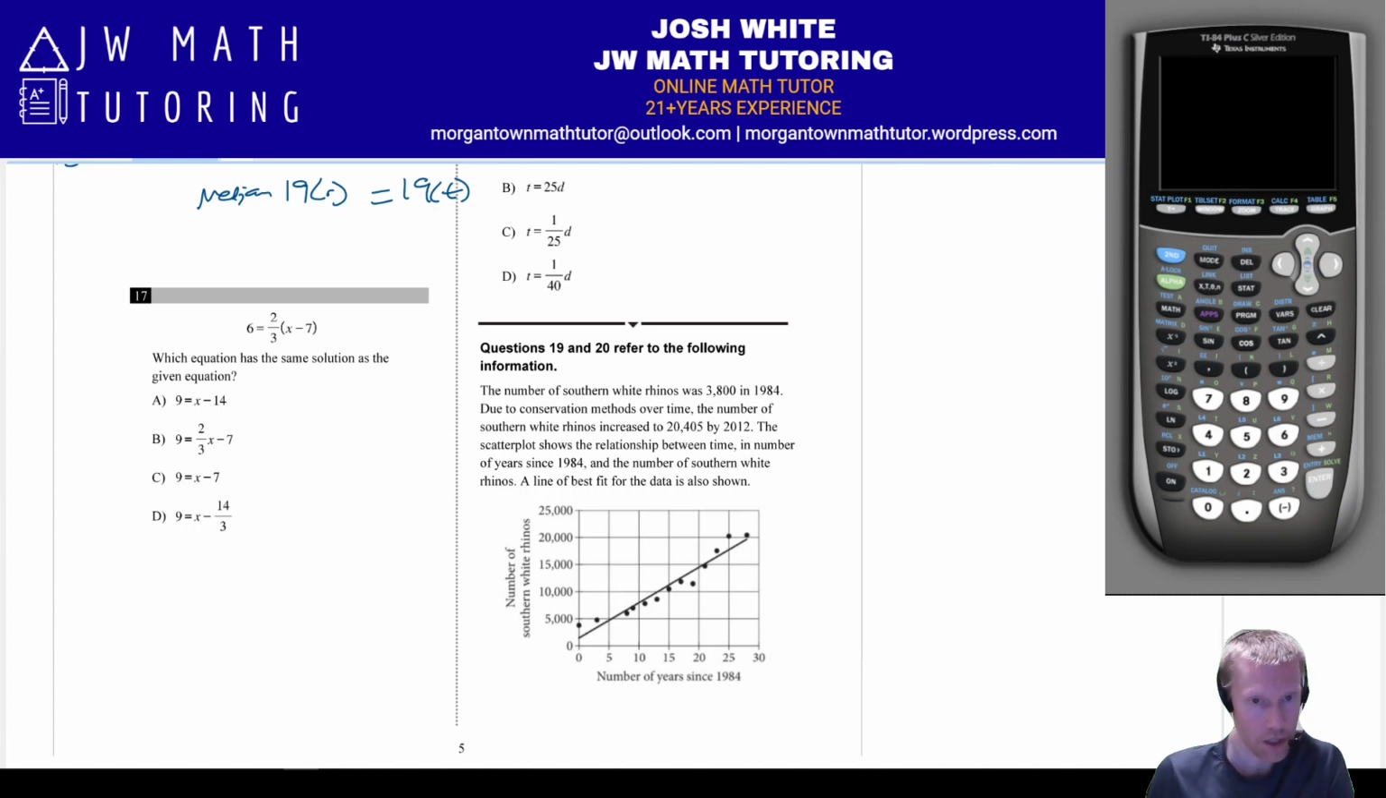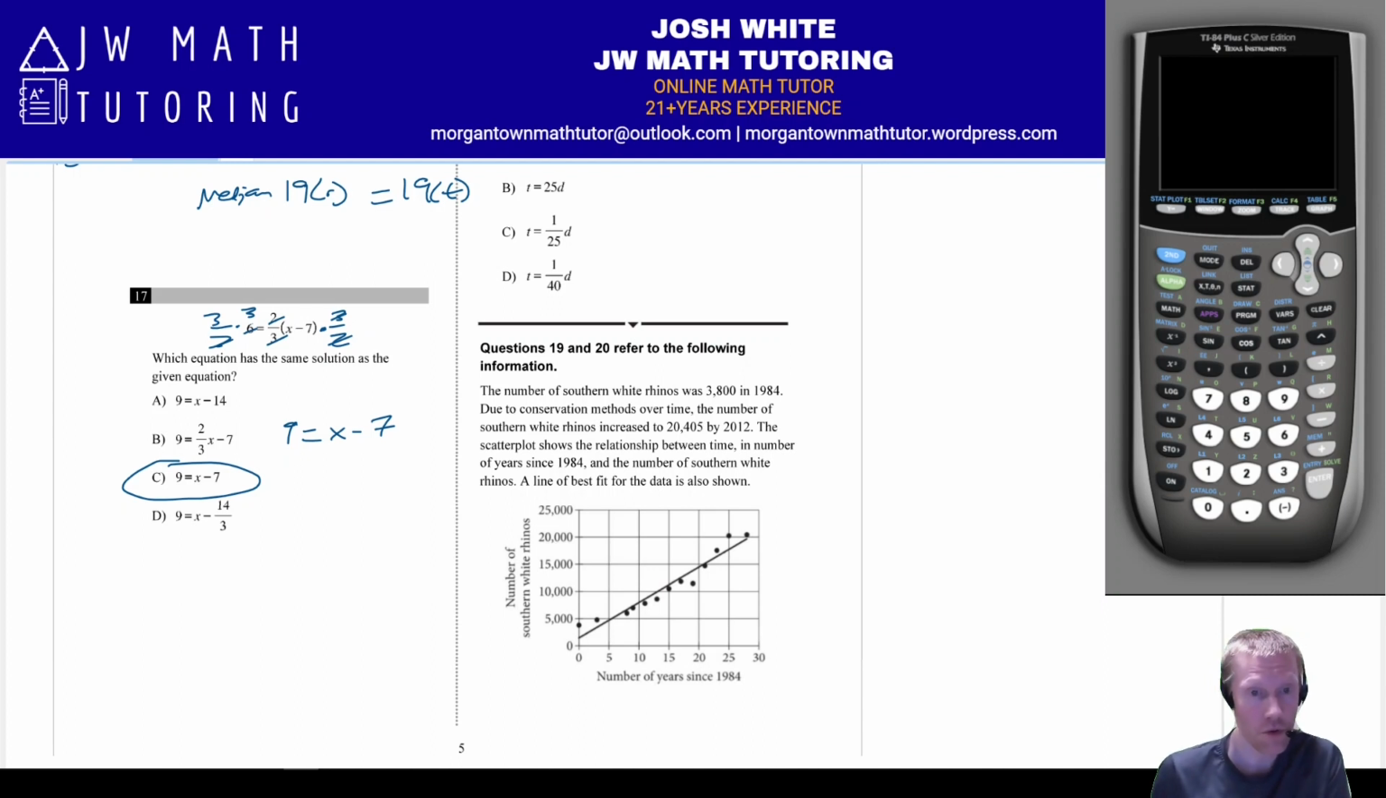So the quickest way is to notice that if you multiply by 3 halves on both sides to basically cancel out the fraction here, on the right side you get x minus 7, because 3 cancels, 2 cancels. On the left side, 2 goes into 6 3 times. 3 times 3 is 9. So we get 9 equals x minus 7. Notice, that matches answer choice C. Therefore, that's going to be the correct answer. Basically, C is just a different version of this equation, but it really has the same solution. It just looks different because we multiplied both sides by something.